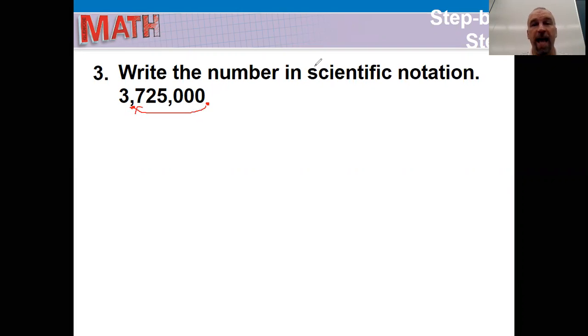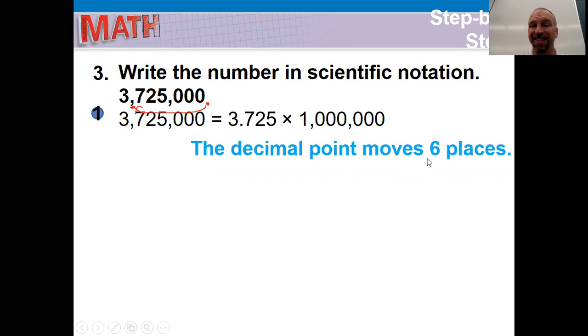Well, the question is going to be, how many places is that? So you're going to count your places. And how many places it moves is what your exponent's going to be. In this case, it moves 6 places. 1, 2, 3 by zeros, 4, 5, 6, puts it in the new place, 3.725. And because you notice it's a very large number, you know that my exponent on a large number is always a positive exponent. So it moves 6 places, so my exponent is going to be 10 to the 6th power. 3.725 times 10 to the 6th power.